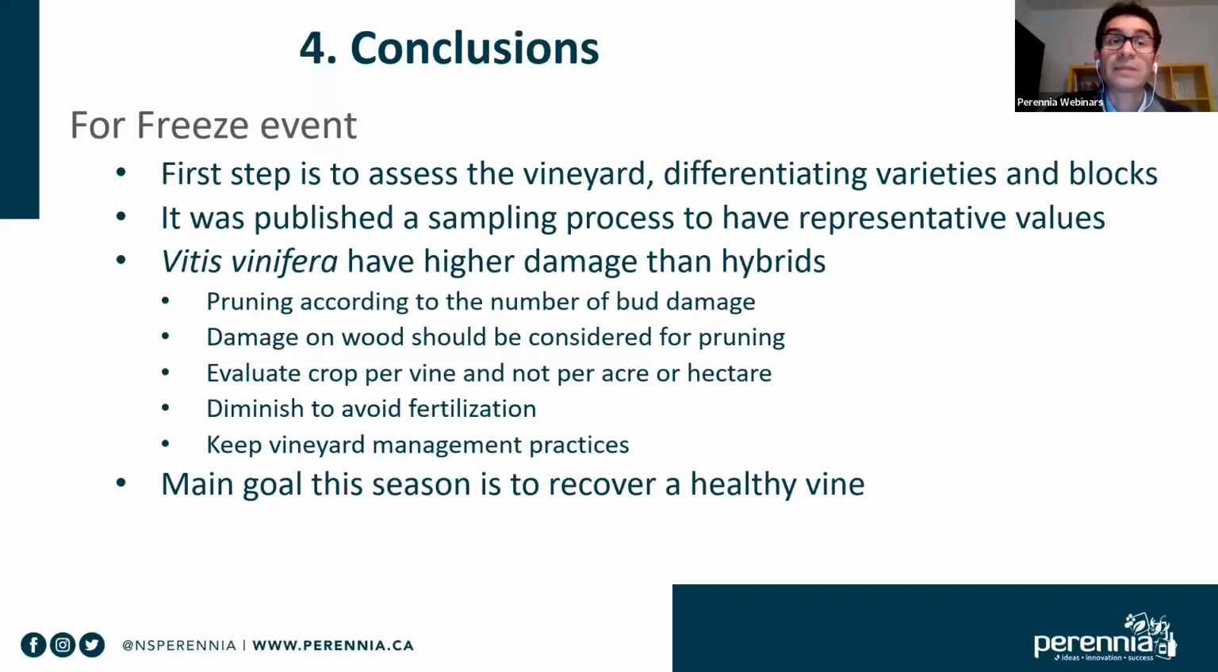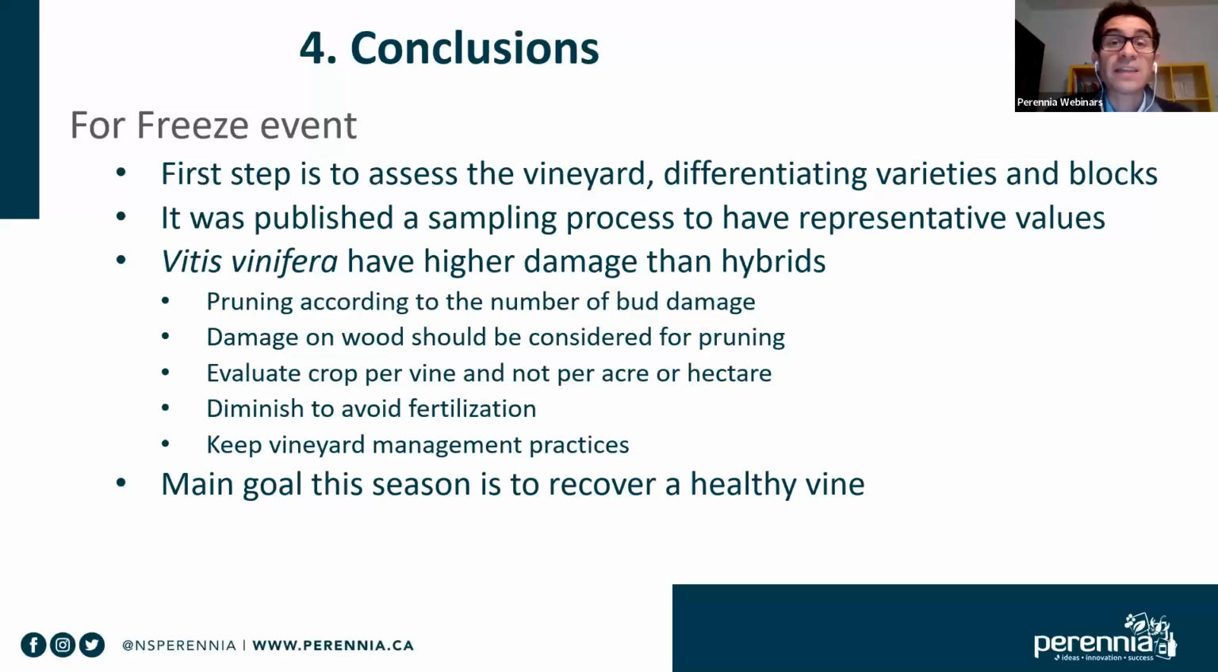For a freeze event, the first step is to assess the vineyard, differentiating varieties and blocks. We already have publications on the grape blog about it, so please take a look if you haven't. The sampling process is important, and also to have representative values, okay? Remember that we have all the bud hardiness reports published on the grape blog and on the Perennia website, so you can take a look at the minimum temperature and its impact on the LTE.